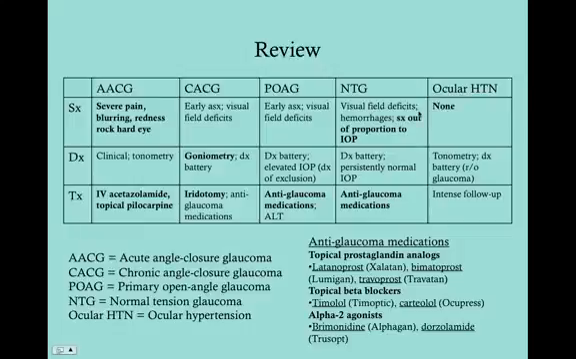Ocular hypertension, there are no symptoms by definition. For diagnosis, of course, it's going to be tonometry. Usually this is picked up incidentally. You'll want to do a diagnostic battery, nevertheless, to rule out primary open-angle glaucoma or chronic angle closure glaucoma. These patients will be intensely followed up.